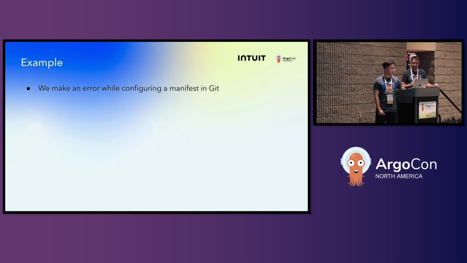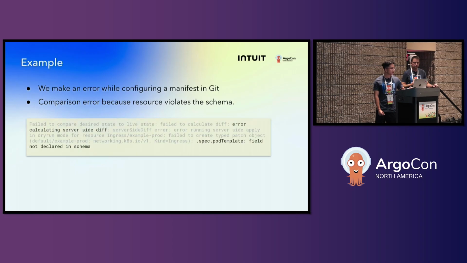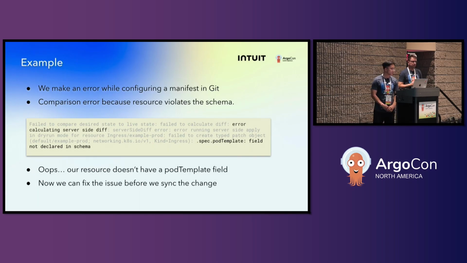So let's say we make that error when configuring our manifest in Git, and now we see a comparison error because our schema is violated. So looks like in this example, we have an error calculating the server-side diff, and the spec pod template field is not declared in the schema. So yeah, we looked at our manifest, and our resource does not actually have that template field. And now we can go ahead and fix that issue before we sync the change.